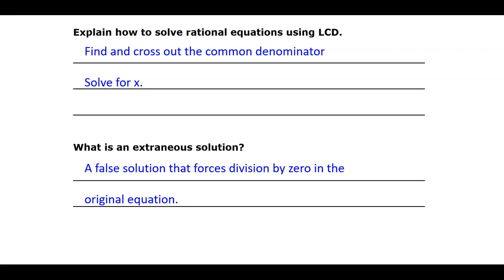So how do you solve a rational equation using the LCD? You find and cross out the common denominator. You solve for x, and an extraneous solution is a false solution that forces division by 0 in the original equation. Right?